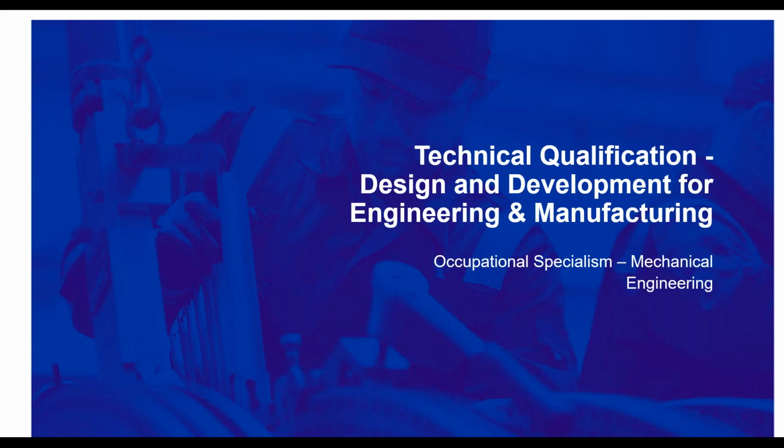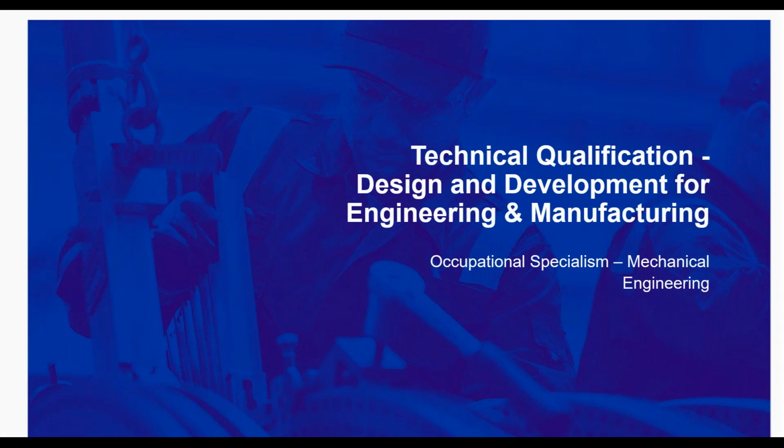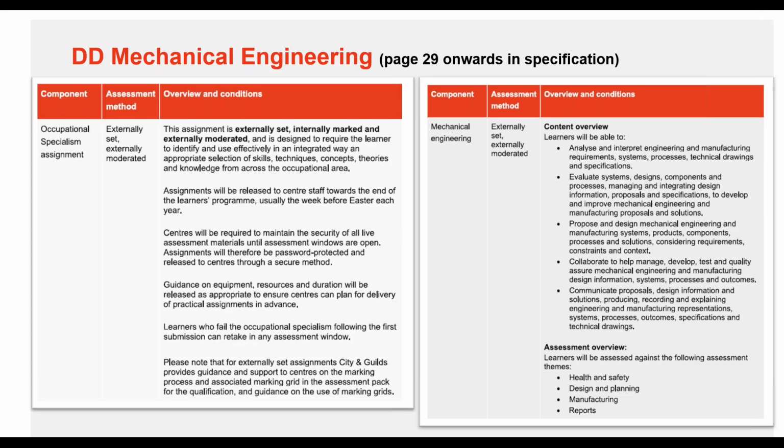So what we're going to do now is go through each occupational specialism in a bit more detail. We're going to look at mechanical to start off with. Within the specification, on page 29 onwards, you can see there's overarching information regarding the overall conditions of completing the occupational specialism for design and development.